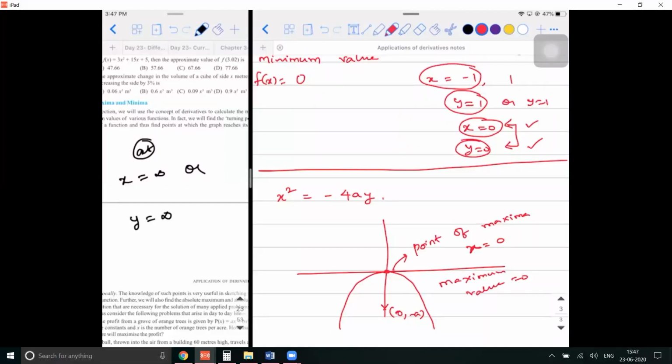So how did you get that? When you substitute 0 in the function, in the place of x, whatever is the value of y that is coming out, that is going to be the maximum value. I hope it is clear till this step.